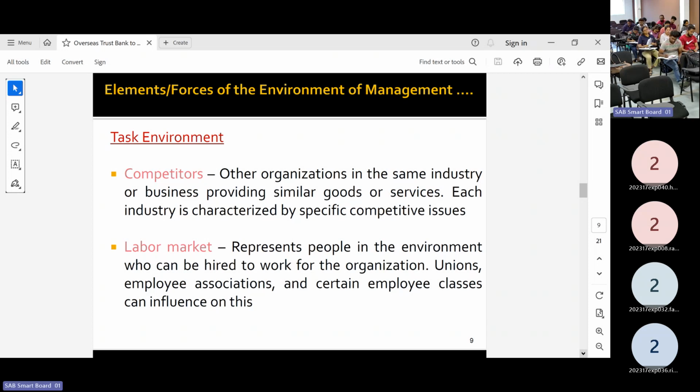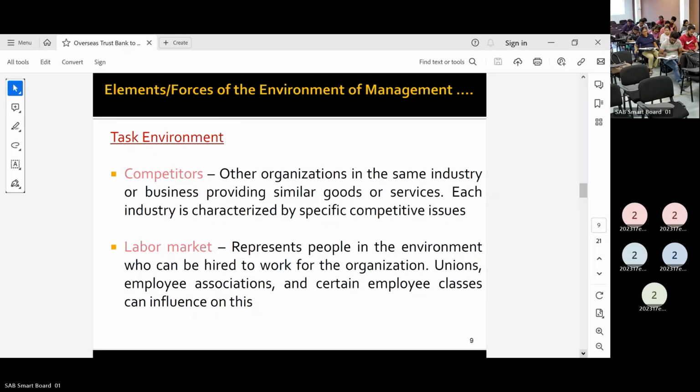Then the labor market represents people in the environment who can be hired to work for the organization. But there are some other bodies also: labor unions, employee federations or associations, and other employee classes influencing this. In other countries, different employee classes exist, but in Sri Lanka we have politicized labor unions. That is very crucial in Sri Lanka.